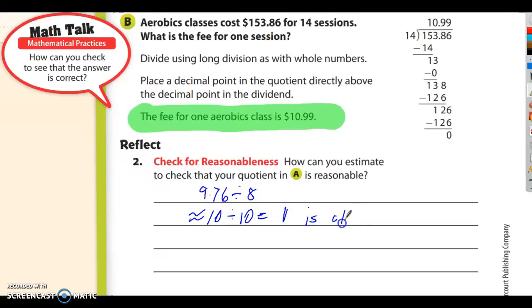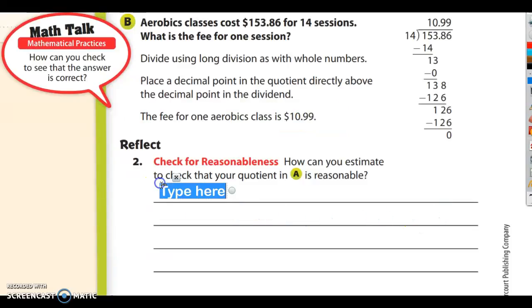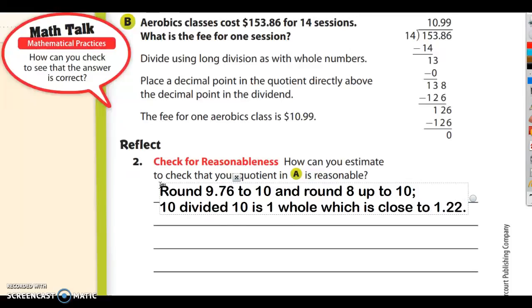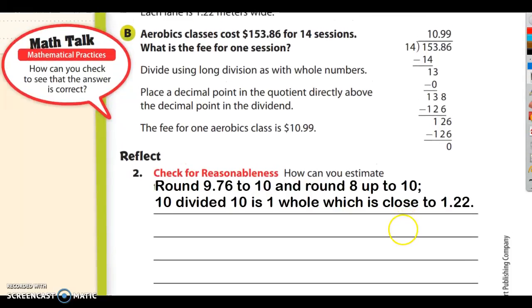And 1 is close to, I'm going to rewrite this, 1 is close to 1.22. So I'm going to say round 9.76 to 10 and round 8 up to 10. 10 divided by 10 is 1 whole, which is close to 1.22. Good enough.